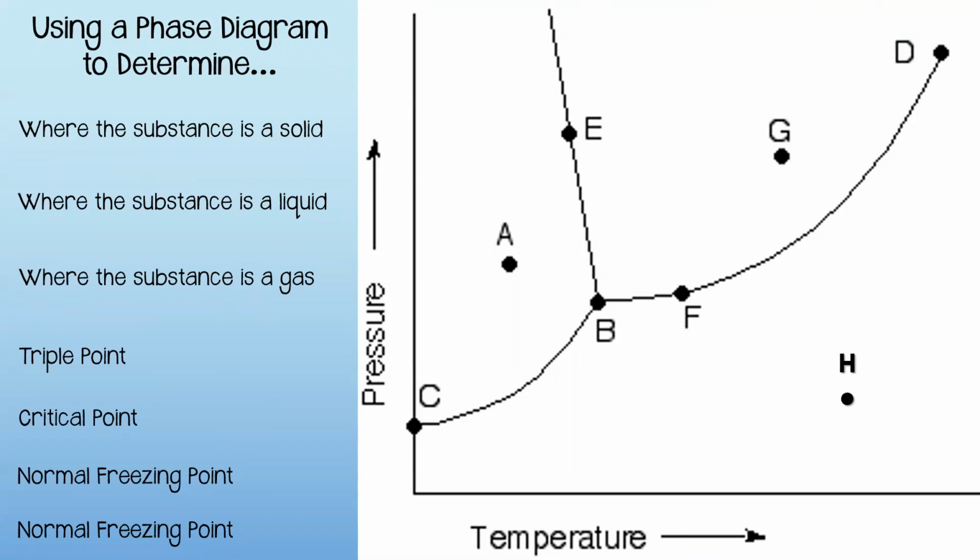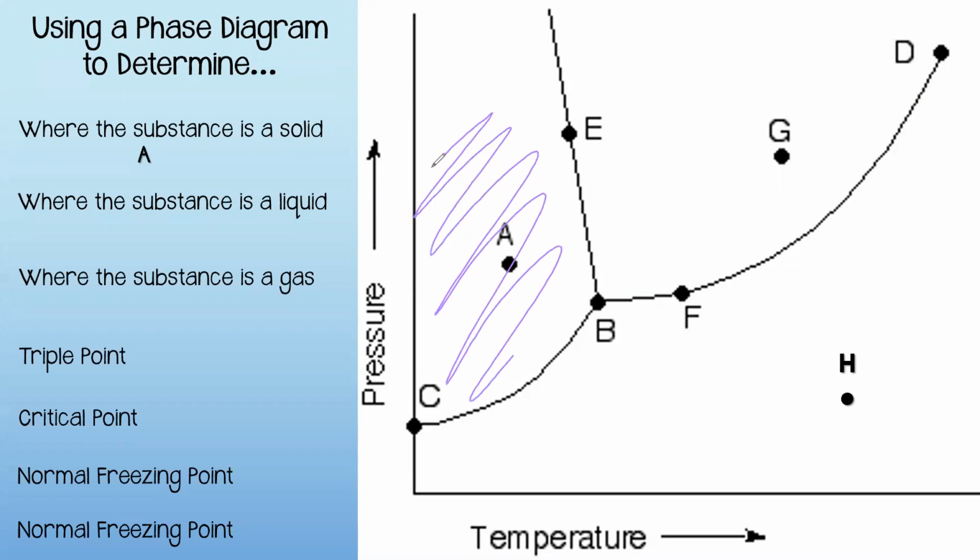Okay, so where is the substance a solid? That would be A. So let me get my pen here. I'm going to use purple. So all of this region, the whole way up here, is going to be a solid. Where does the substance exist as a liquid? That's going to be G.